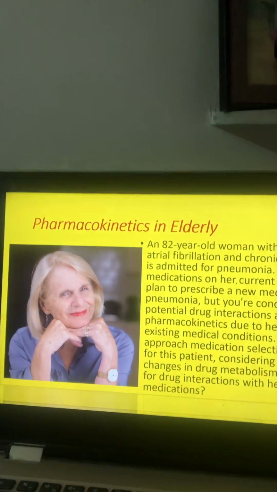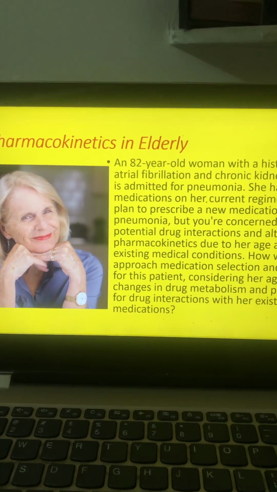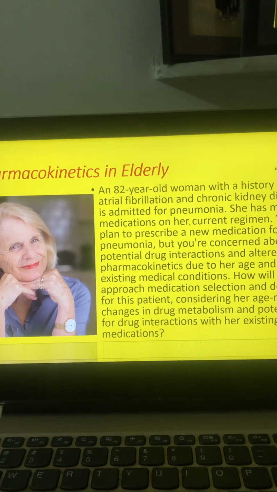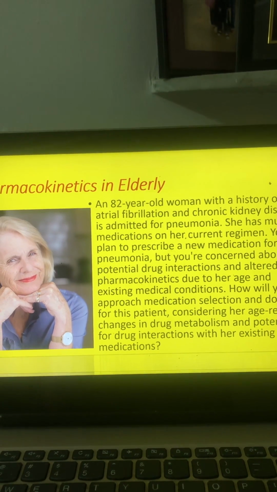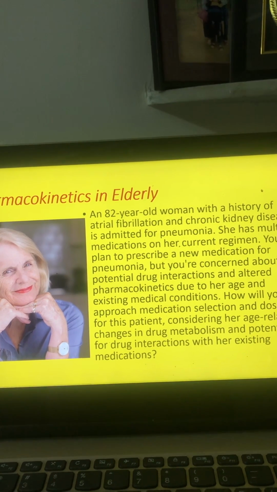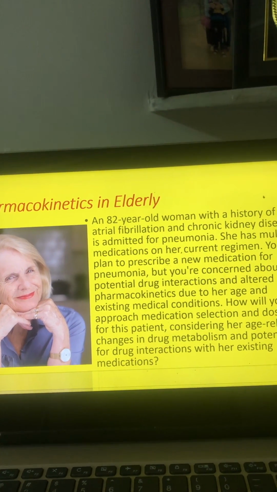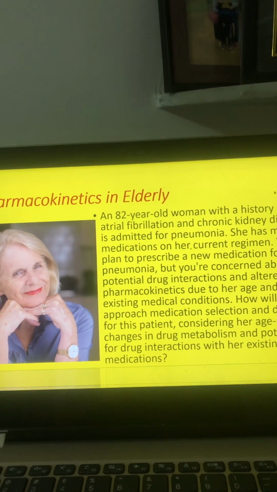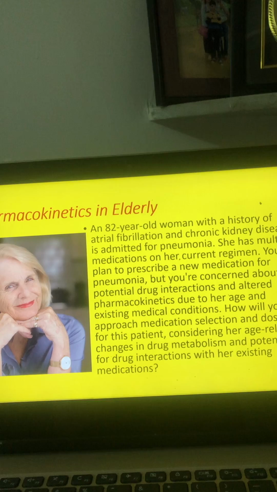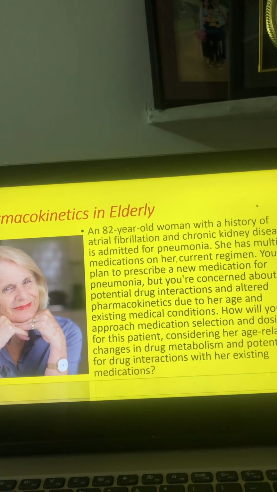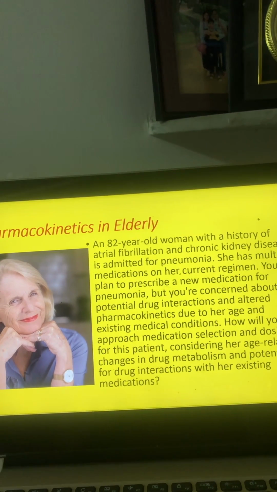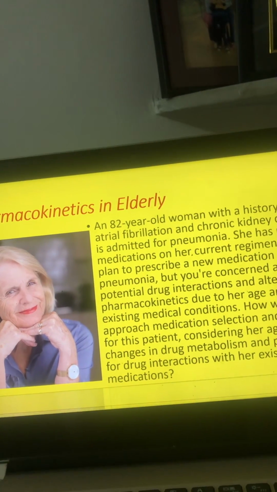Then pharmacokinetics in elderly. Now take a case scenario: 82-year-old woman with history of atrial fibrillation and CKD, chronic kidney disease, is admitted for pneumonia. She has multiple medications on her current regimen. You plan to prescribe a new medication for pneumonia, but you're concerned about potential drug interactions and altered pharmacokinetics due to her age and existing medical conditions. How will you approach medication selection and dosing for this patient, considering her age-related changes in drug metabolism and potential for drug interactions with her existing medications?